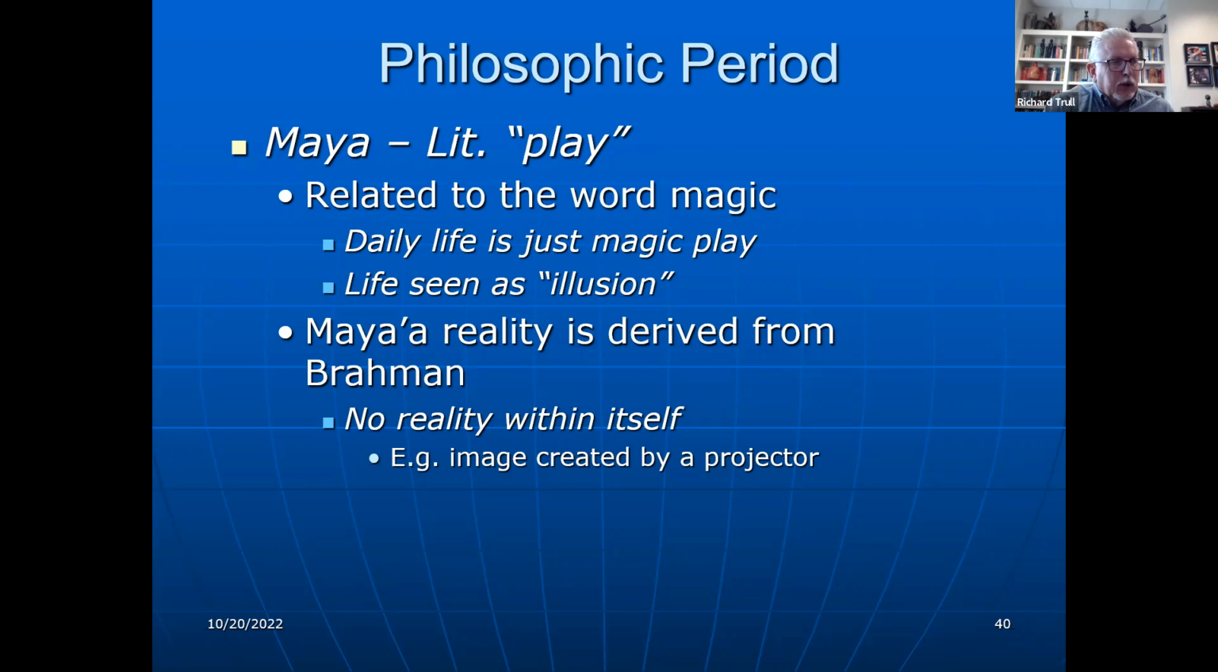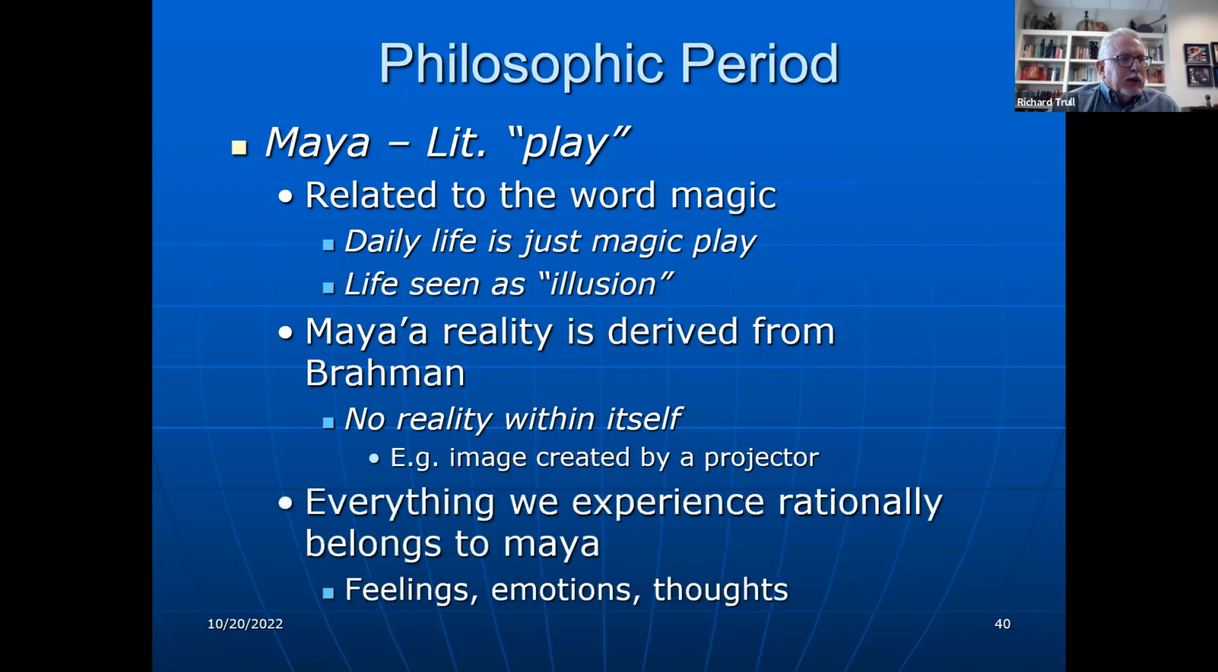And so I saw it explained one time that it's like an image created by a projector. You know, you go to a movie and you see this image out there of real people and things like that, but it's a created image. It's not really real, but it's pointing to the reality behind it, the Brahman. And that may be one way. I don't know if that's helpful or not, but that's one way I saw it explained. Everything we experience rationally belongs to Maya, and the feelings, emotions, thoughts, that's our general experience in the world, because nothing's real except Brahman and Atman, this true self or the soul aspect of a person.